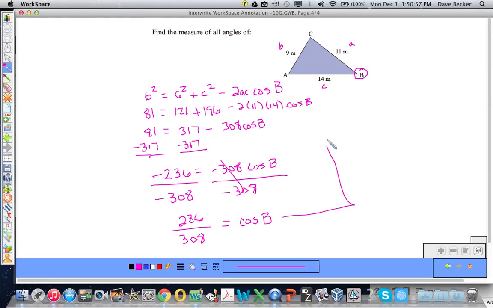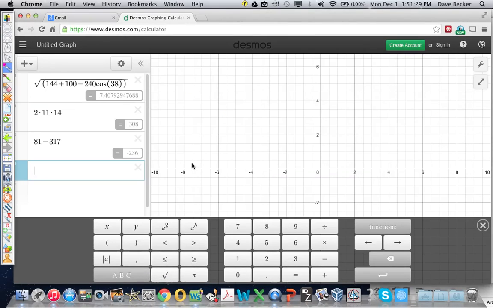And I'm going to move up here to finish. I'm looking for angle B, so this is where I take the arc cosine. B equals the arc cosine of 236 over 308. You could also write the inverse cosine, same thing. But on Desmos, it is arc cos, so that's why I always do it. So 236 divided by 308.